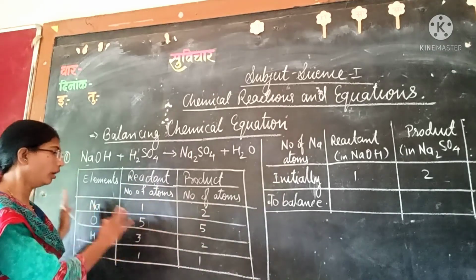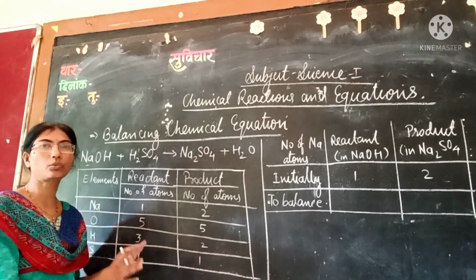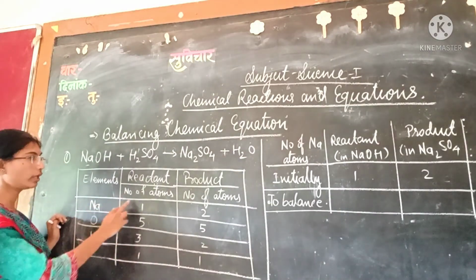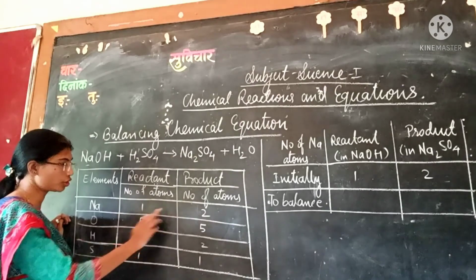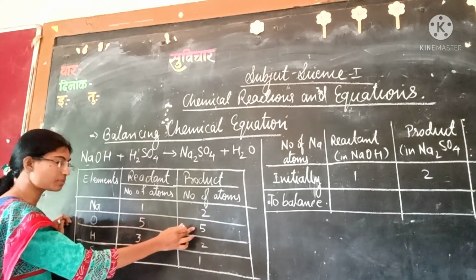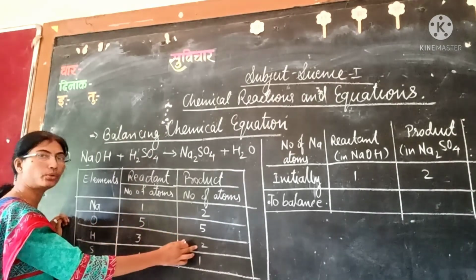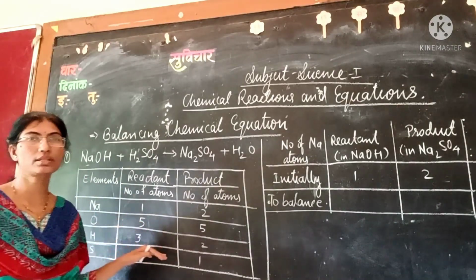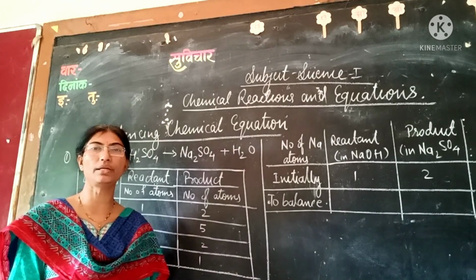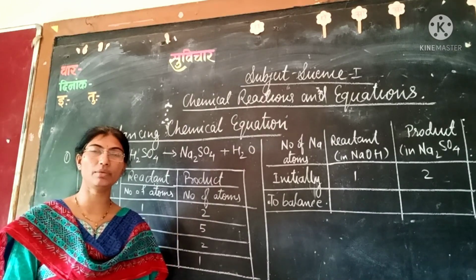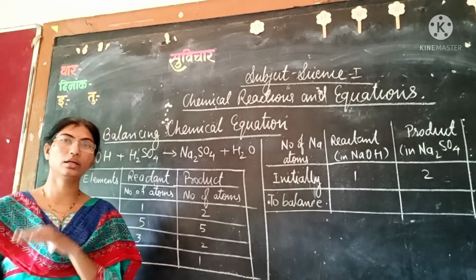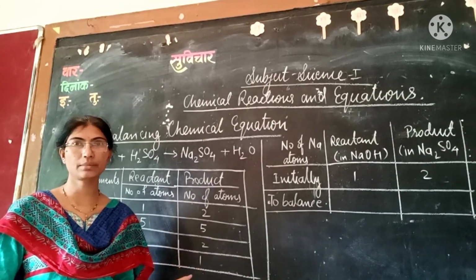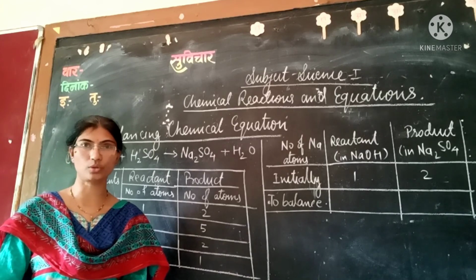Now check whether the atoms are equal or balanced on both sides or not. Let's see. Sodium, here it is 1, here it is 2. So it is not balanced. Oxygen is balanced. Hydrogen 3 and 2, not balanced. Sulfur is balanced. So from this chart we can say that the numbers of atoms of the elements are not equal on the left hand side and the right hand side. So from this table we come to know that the equation is not balanced.